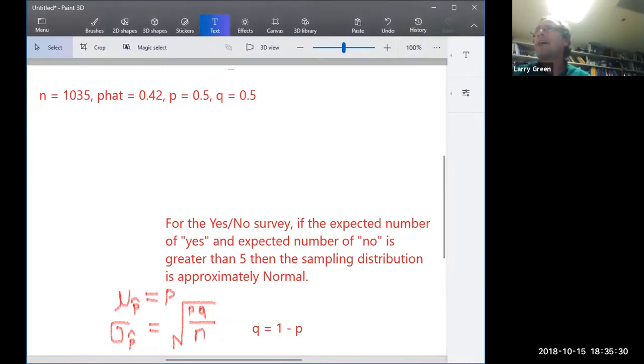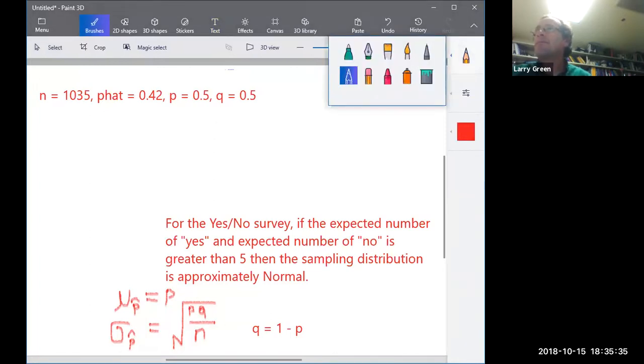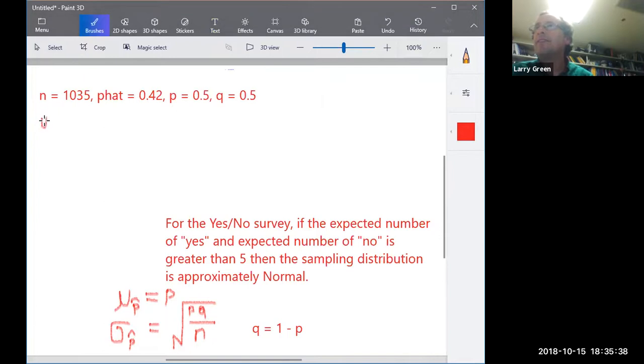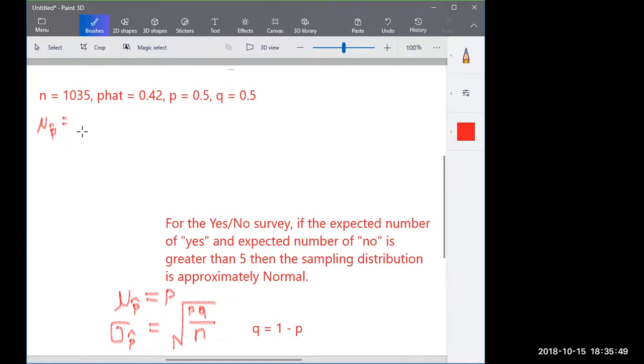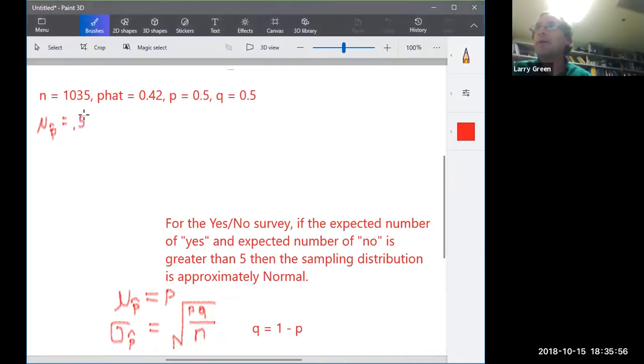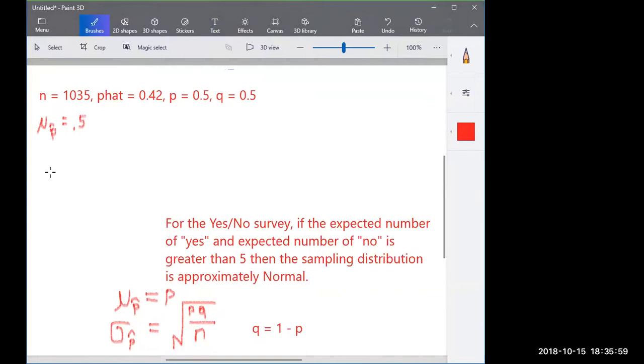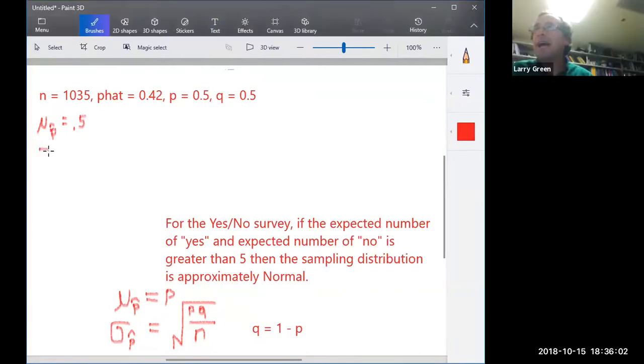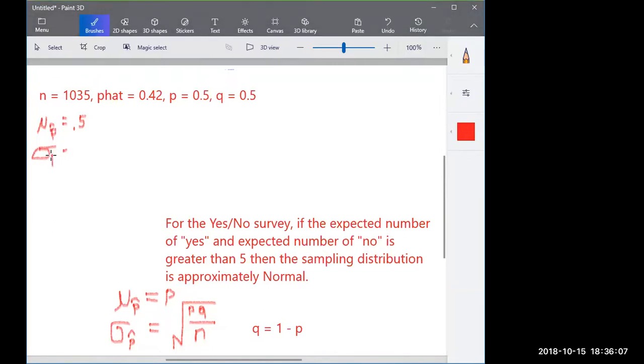All right, so now we go and calculate. I need my brush for that because it's too many Greek things. This is easy. Mu sub p hat equals P. Equals what number? P, but we have a number for it. It's 0.5. Yes, it's P, but now we actually have a number. And then sigma sub p hat, that one's messier. It's not any harder, but it's messier.